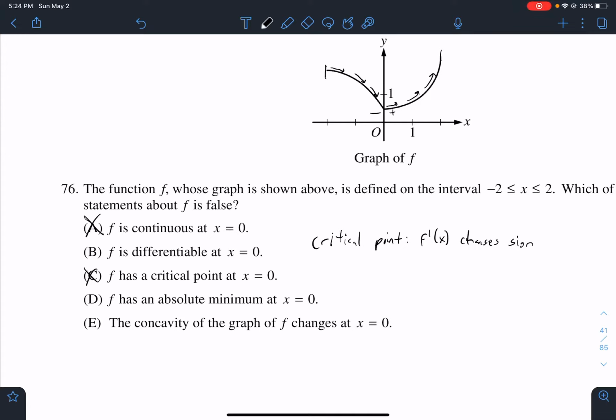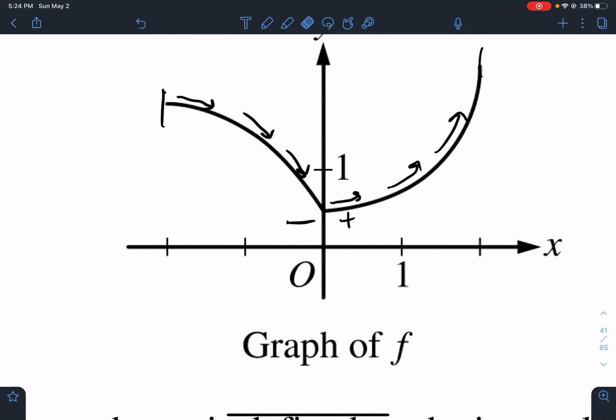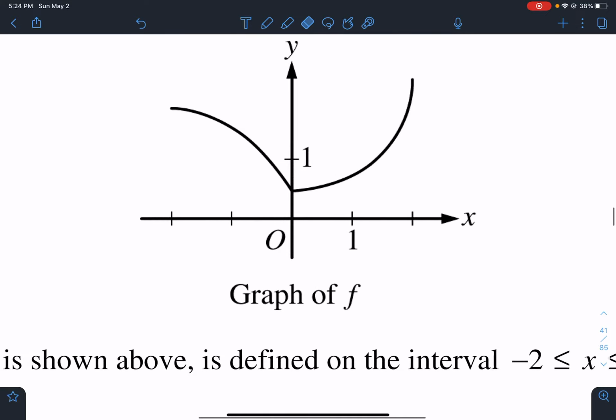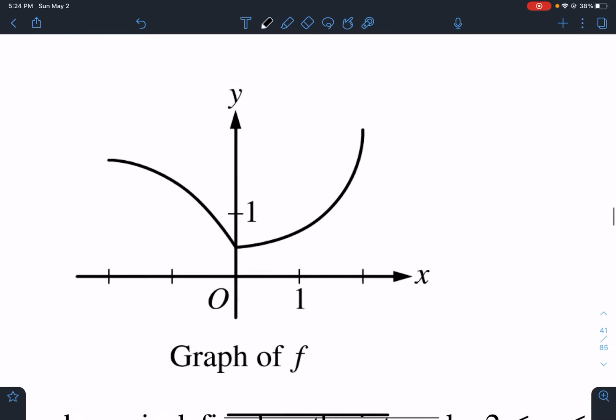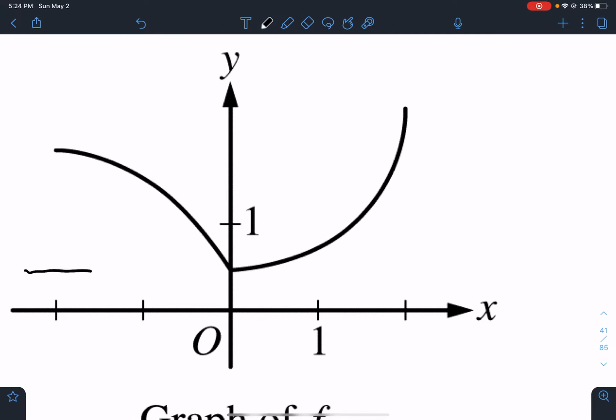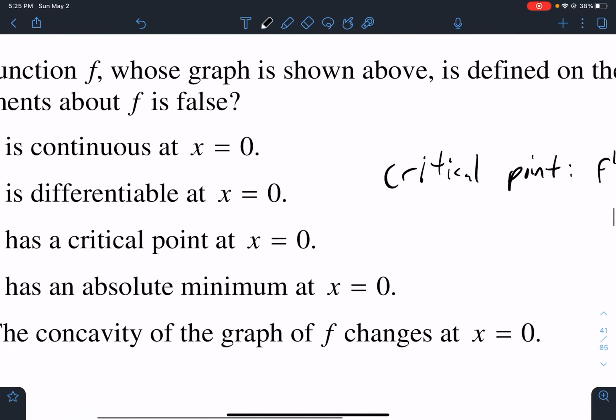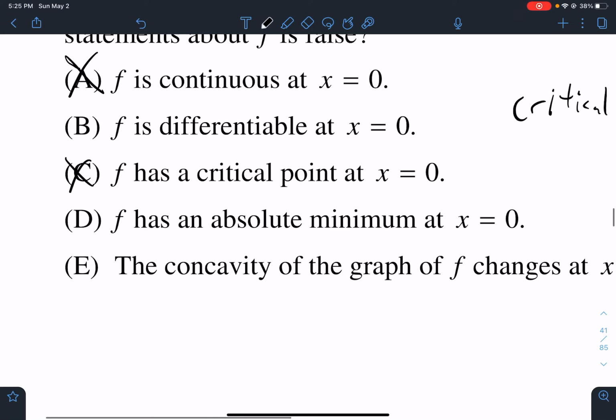Number D, f has an absolute minimum at x equals 0. What this means is that we want to find the lowest point of f. Since we know that f is only defined on -2 to +2, we can see that the value at which f hits its lowest mark is when x equals 0. We can see that by looking at the graph, so it's not D either.